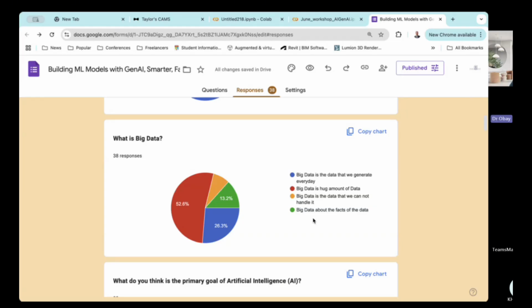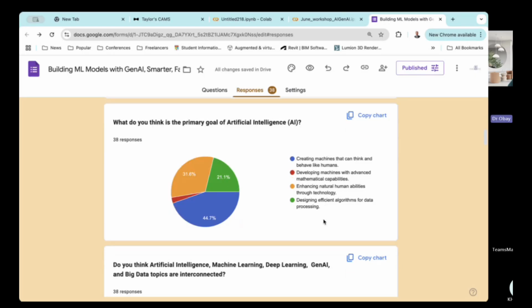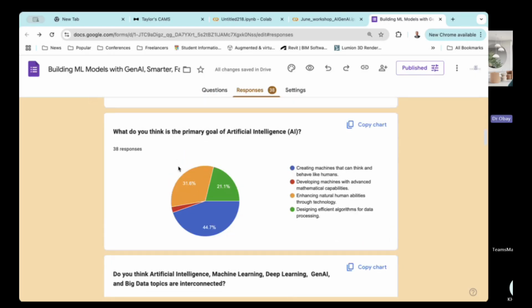And those facts are what make the data that we are dealing with be considered as big data. Because when it comes to big data, you may ask, okay, so how big is big data, or how big does the data have to be to be considered big data? Okay, so we are going to look at the facts of those data to be considered as big data. All right, very nice, fantastic, thank you. What do you think is the primary goal of artificial intelligence? And this is what I mentioned just now.